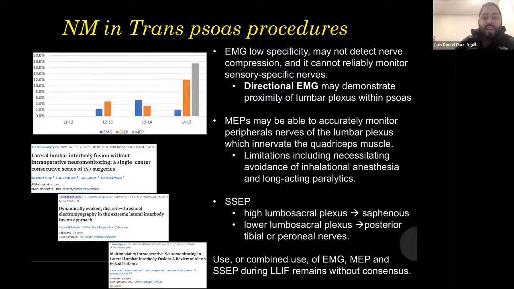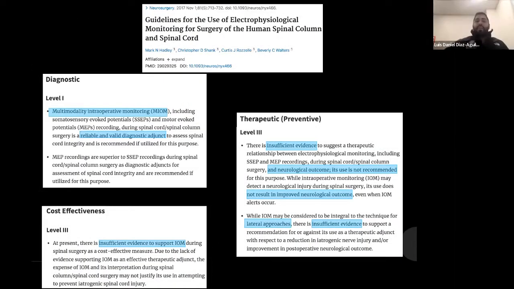And finally, the SSEPs, the use of the saphenous as a marker for the high lumbosacral plexus, as well as the posterior tibial or peroneal nerves for the lower lumbosacral plexus. However, at this point, the combined use of EMG, MEPs, and SSEPs in the lateral approach remains without consensus, which brings us to a discussion of the overall guidelines for the use of electrophysiological monitoring for surgery of the spinal column and spinal cord.